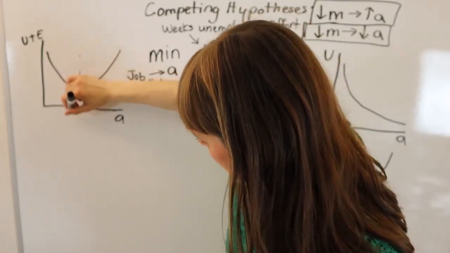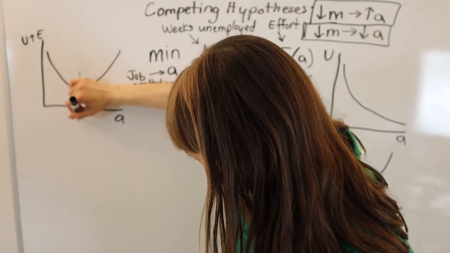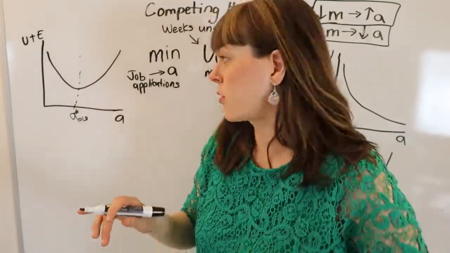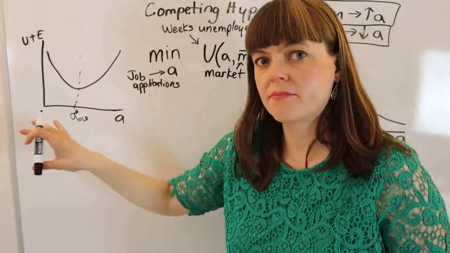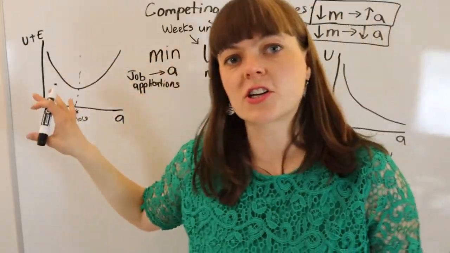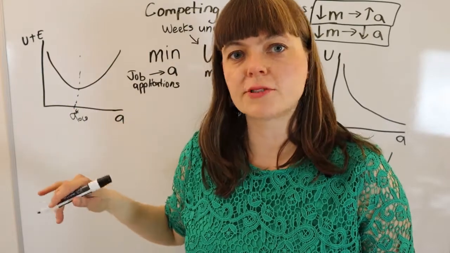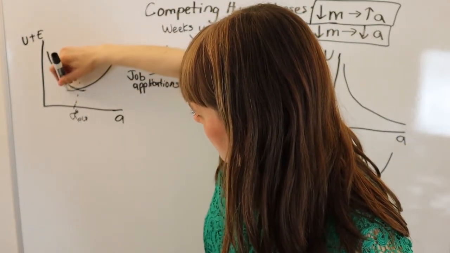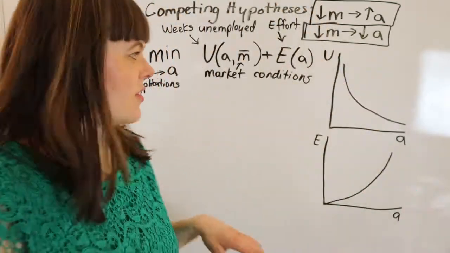A, and so this might be A star old, meaning before the market conditions went south. So this would be our objective function, a graphical depiction of our objective function. And of course we're still looking for a first order condition where the tangent is equal to 0. So let's do that.